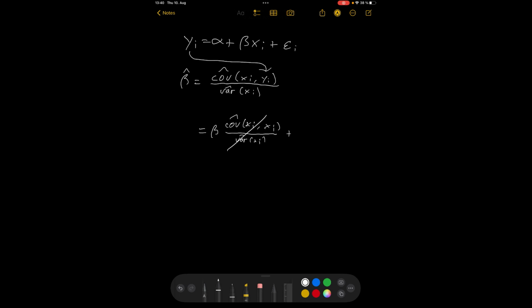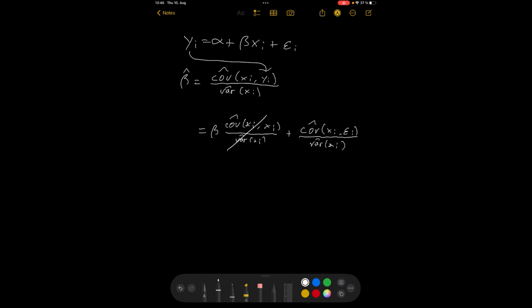plus the sample covariance of x_i and epsilon_i divided by the sample variance of x_i. All right. Now we're going to do a few tricks.